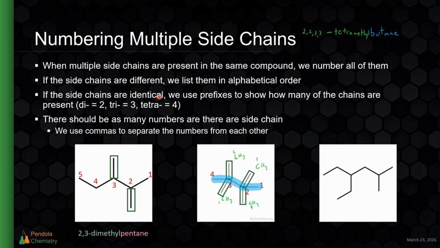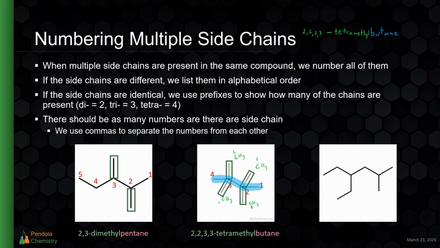The numbers have to be in numerical order from lowest to highest. So 2, 2, 3, 3. And again, why do we put the 2 twice? Because there are 2 different methyl side chains on carbon 2. If this is tetramethyl, if there are 4 methyls, then there need to be 4 numbers in front of it, even if those numbers are exactly the same. All right. So that's if we have 4 of the same side chain.